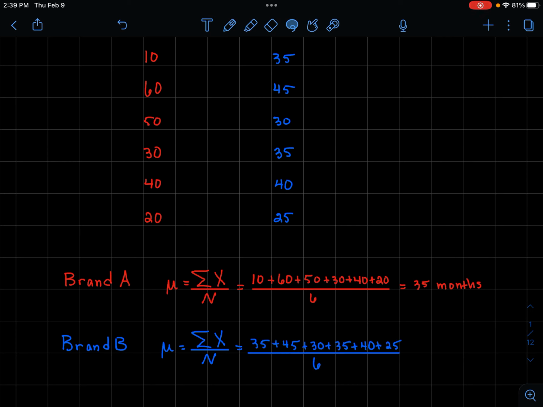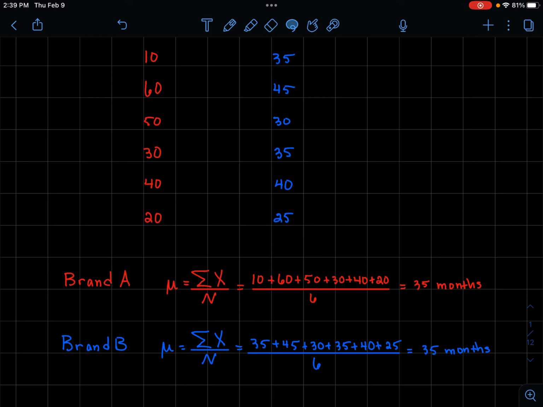Brand B, add up all of their values, divided by 6 as well. Take our numbers 35 through 25, add them up, and we end up getting 35 months again. So it looks like it doesn't matter which brand we buy, it's always going to be around 35 months for the paint to fade.